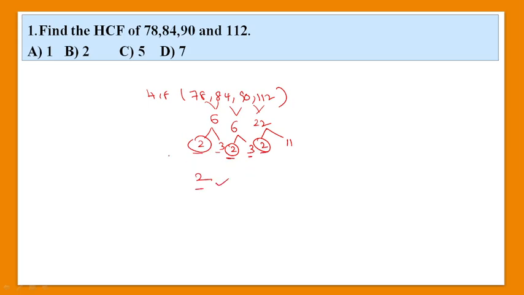So the HCF of 78, 84, 90, 112 will be equal to 2. Okay, option 2 will be the correct one. I hope you are clear with this point. Let us move to the next question here.